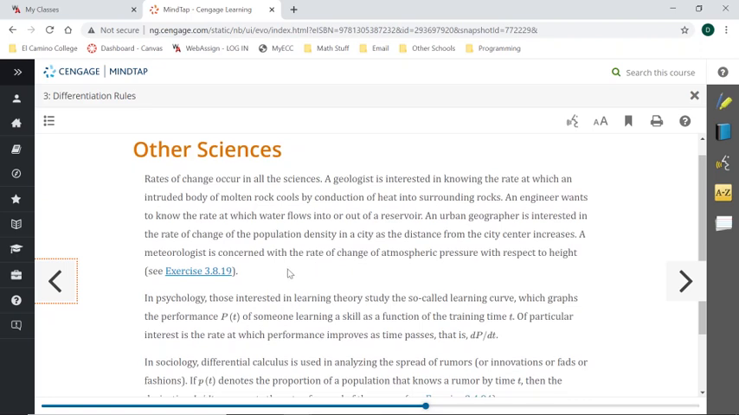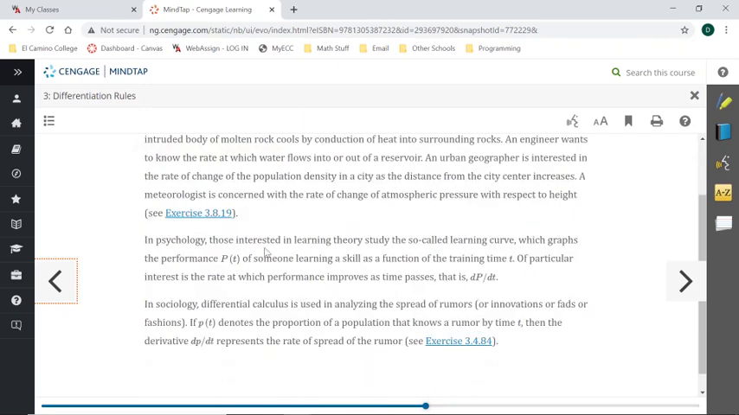A meteorologist is concerned with the rate of change of atmospheric pressure with respect to height. So if we measured the atmospheric pressure, where the input is not time but the height or altitude above the surface, we could measure how fast it is changing with respect to a change in height.